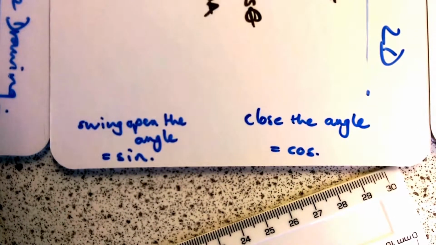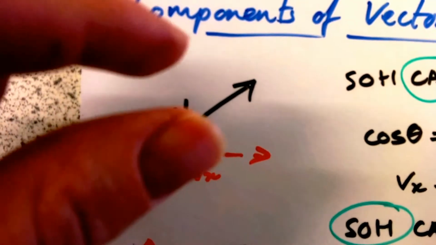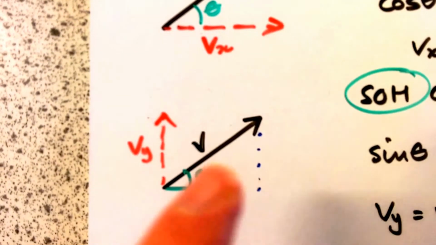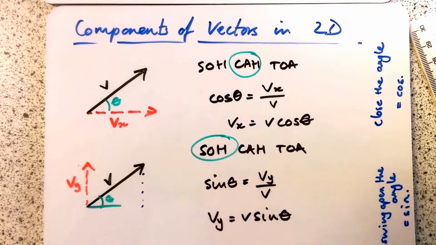And Mr. Elmore in his video gave you a trick to remembering this. Think, if you're closing the angle, you use cos. If you're swinging the angle open, you use sine. So here, we're closing the angle down to get the horizontal, and here we're swinging the angle open, so we use sine. I hope that makes sense to you.